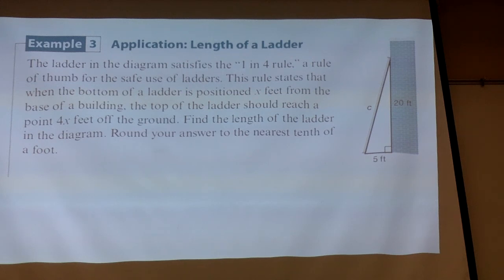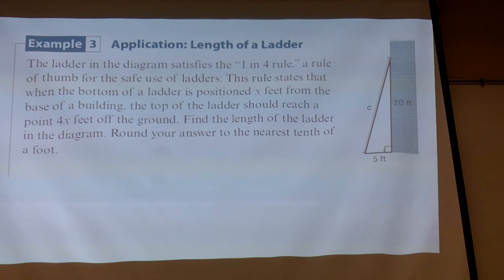All right, last one. A ladder in the diagram satisfies the 1 in 4 rule, a rule of thumb for the safe use of ladders. This rule states that when the bottom of a ladder is positioned x feet from the base of a building, the top of the ladder should reach a point 4x feet off the ground. Find the length of the ladder in the diagram. Round your answer to the nearest tenth of a foot. Okay, so give this one a try. You can pause the video if you'd like to.